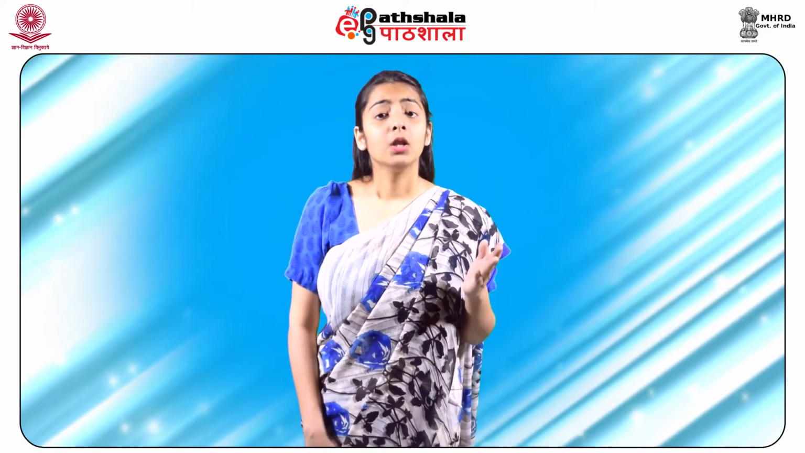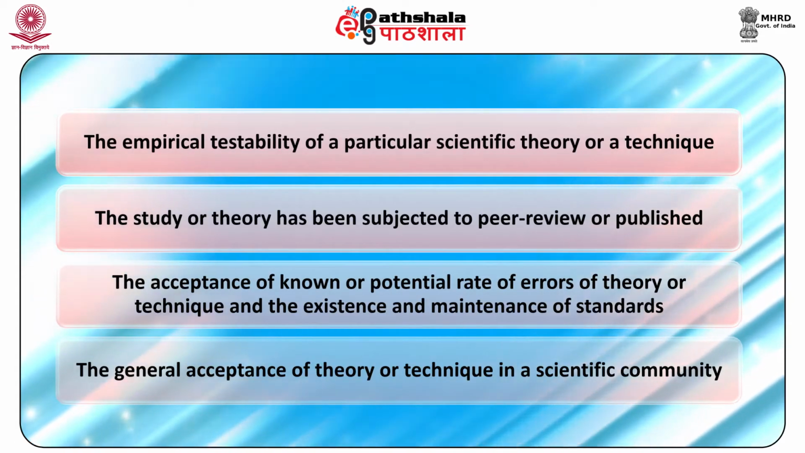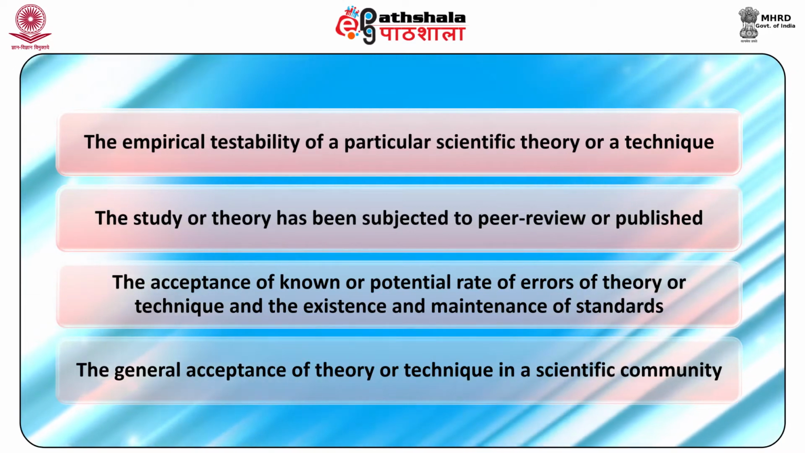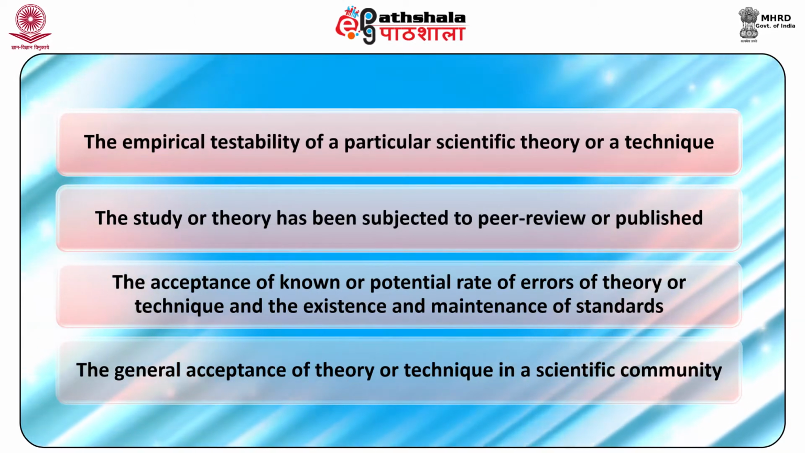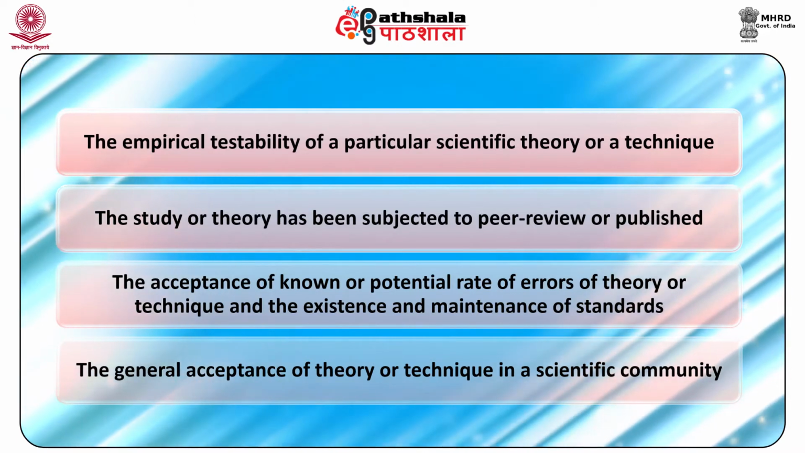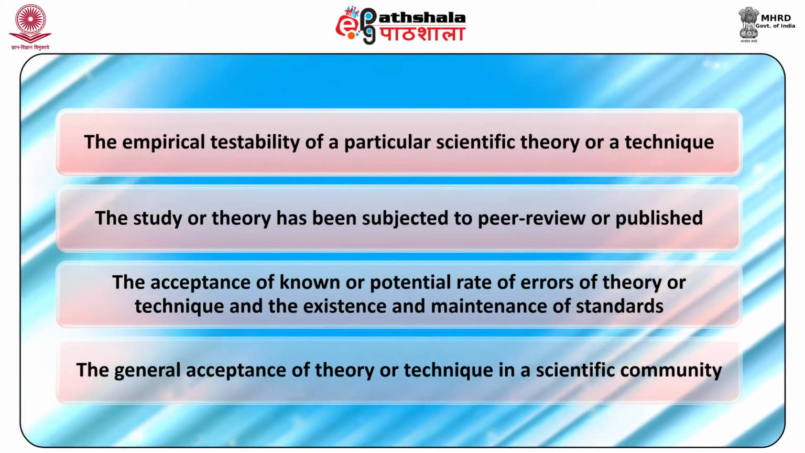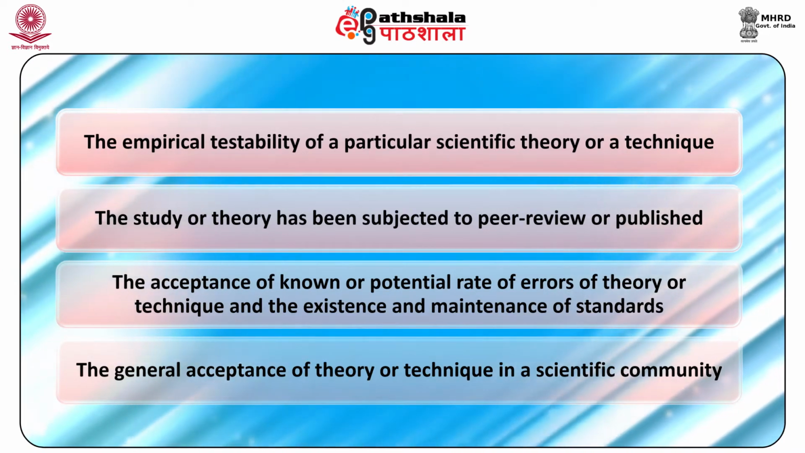As a result, the Supreme Court outlined some rulings which must be followed by the experts in order to produce expert testimony in a court of law. Those rulings were: the empirical testability of a particular scientific theory or technique; the study or theory has been subjected to peer review or published; the known or potential rate of error of the theory or technique, and the existence and maintenance of standards; and lastly, the general acceptance of the theory or technique in the scientific community.